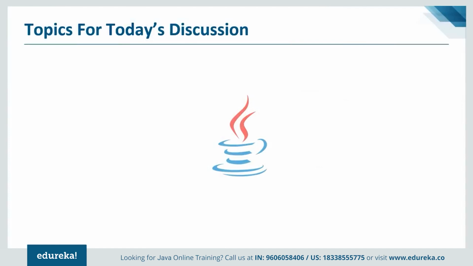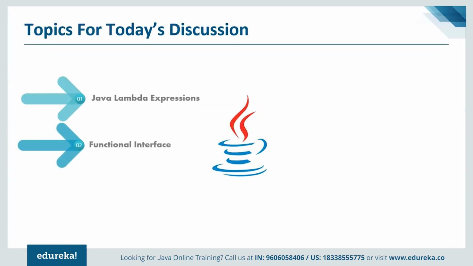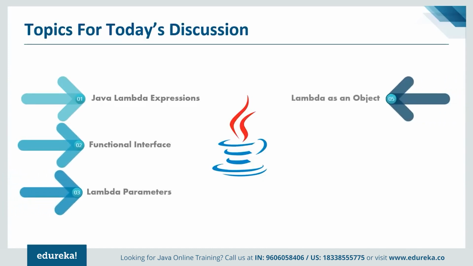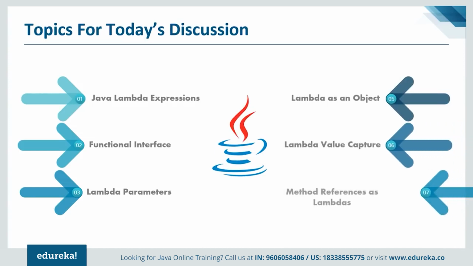Today we will be looking into what are lambda expressions in Java. We'll see lambda expressions, we'll understand what is a functional interface, what are the various parameters which you can pass in the lambda, how we can use lambda as an object, how we can capture the values, and lastly we'll also see method references with the lambdas.